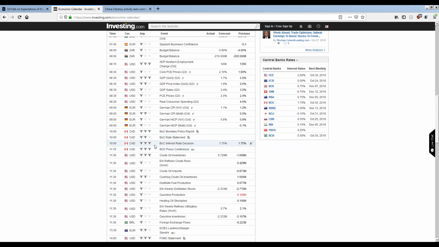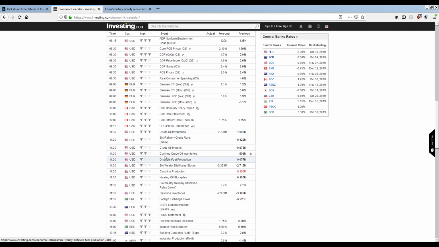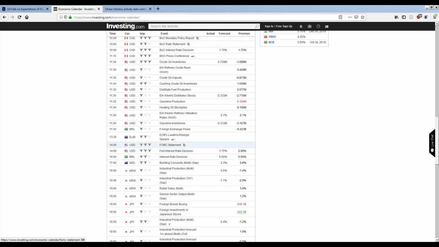We've got the Canadian interest rate decision, bank rate statement. We've got the U.S. crude oil inventories. We've got a second, what they call Cushing crude oil inventories. We've got later in the day the FOMC statement in the U.S., which is going to be followed by a rate decision where the U.S. is maybe expected to lower their interest rate. So lots that will move the markets tomorrow.